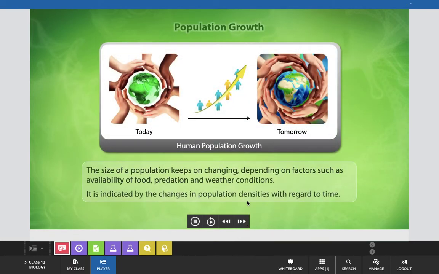Now come to the population growth. Here we are talking about human population growth. Today and tomorrow means there is a population explosion in case of human population, where the size of population keeps on changing depending on factors such as availability of food, predation, and weather conditions. It is indicated by the changes in population densities with regard to time.